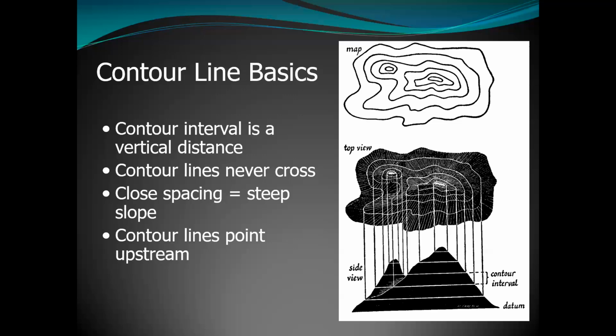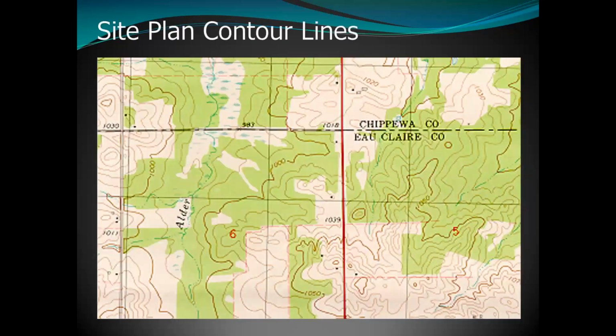If they're really close together, it's very steep, because if I'm at 100 here and then I've got a bunch of lines real close to each other, it's going up very fast in a short distance. It's going to be very steep. If they're far apart, it's going to be much shallower. So here's a map that shows you some contour lines on here. You can see this one's marked at 1,000.